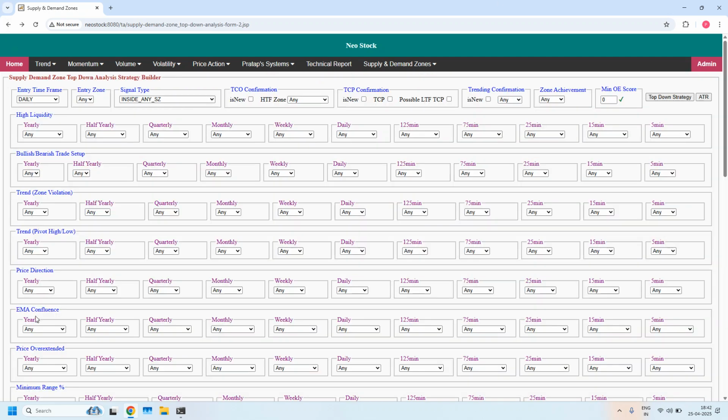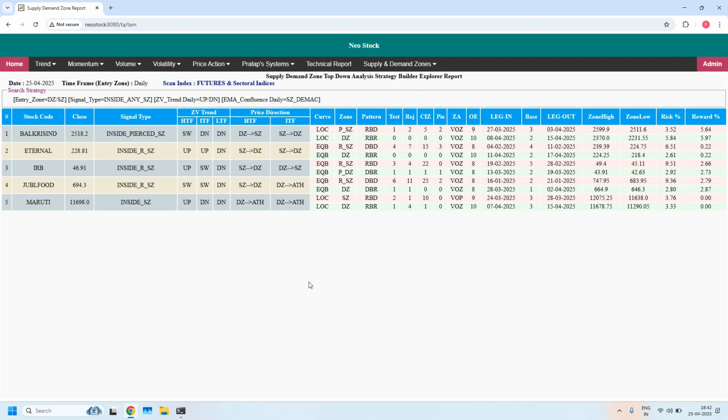So I'm going back. EMA confluence at daily. Setting daily supply zone having daily EMA confluence. At the same time, trend on the daily should not be sideways. It can be up or down. With these filters, we got 5 stocks.